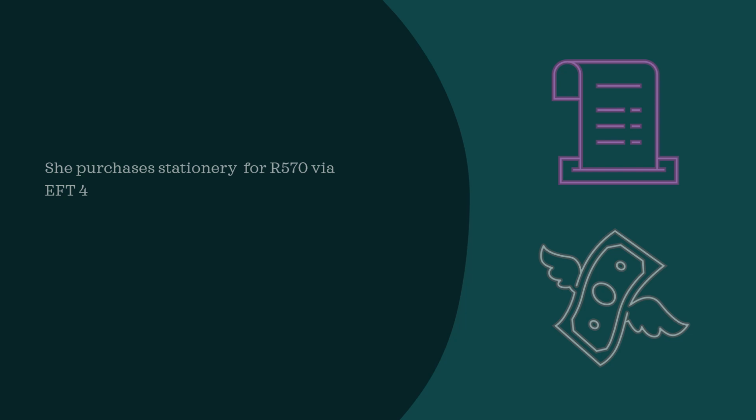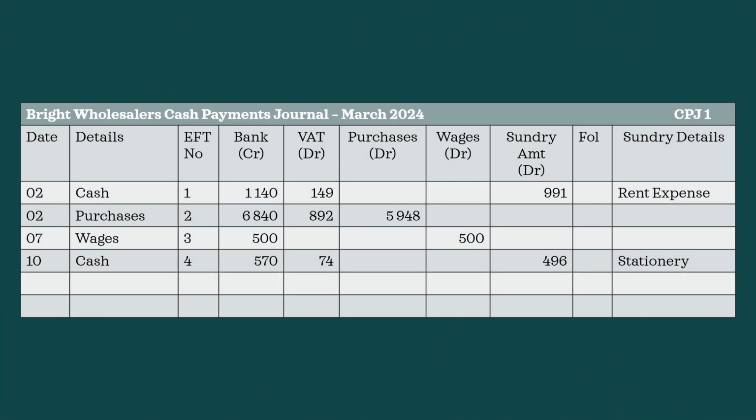Then she purchased stationery for 570 rand via EFT number 4. So on the 10th, the details is cash, it's EFT number 4. The bank would be credited with 570 rand. The VAT amount on that is 74, and then the rest of that would be 496 rand, and the details for that would be stationery.